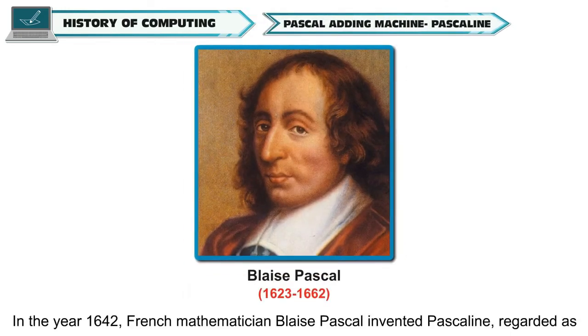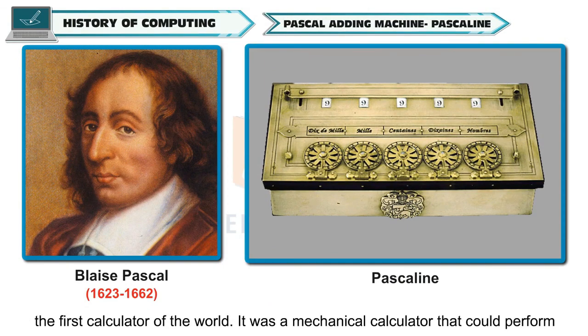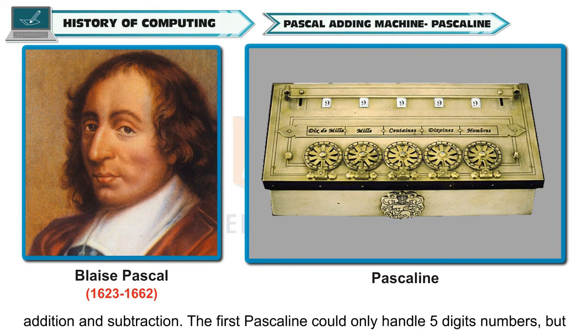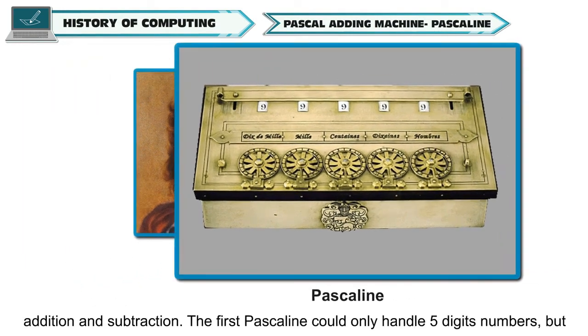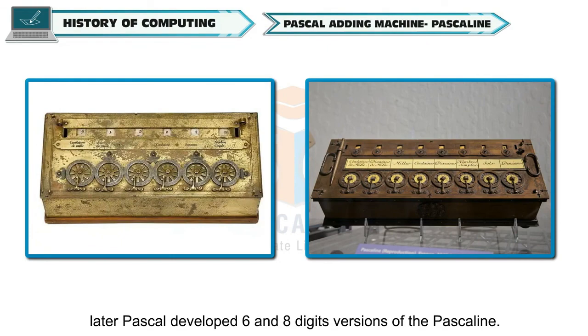In the year 1642, French mathematician Blaise Pascal invented the Pascaline, regarded as the first calculator of the world. It was a mechanical calculator that could perform addition and subtraction. The first Pascaline could only handle 5-digit numbers, but later Pascal developed 6- and 8-digit versions of the Pascaline.